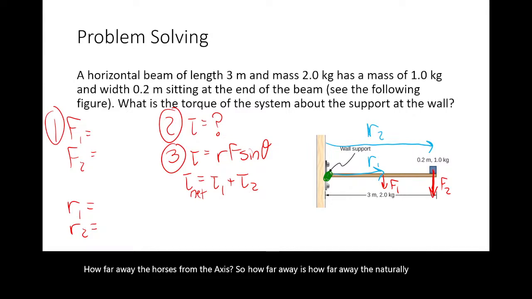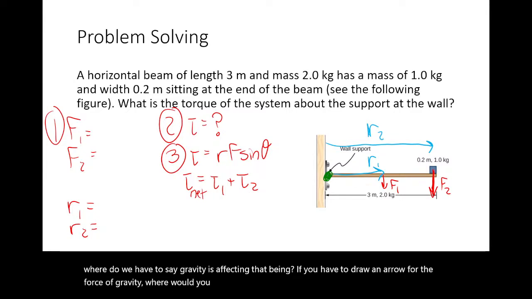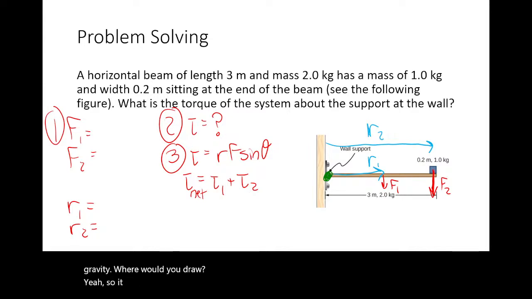If we had to say gravity is affecting that thing, you have to draw an arrow for the force of gravity, where would you draw it? Center of mass. So R is going to be how far away from the axis of rotation to that spot. Okay, so I got 57.82.